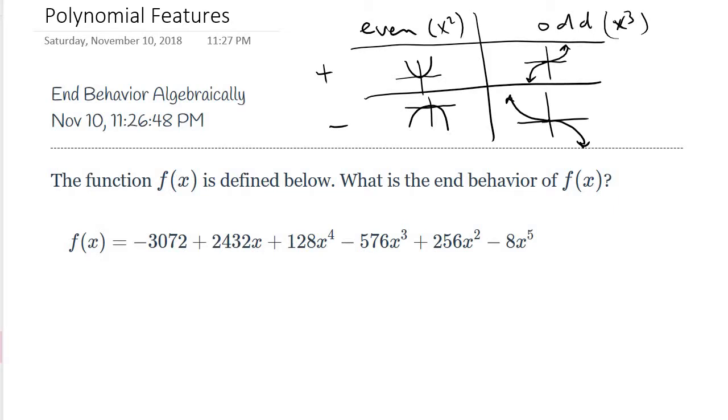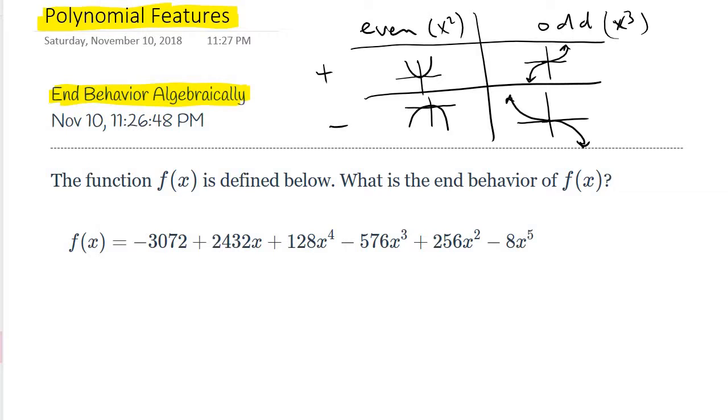So in this video, I'll be showing you how to analyze the end behavior of a function, or generally how to analyze the features of a polynomial. In the first part of this video, we're going to focus on end behavior algebraically, how to write it algebraically. Generally, if you are given any polynomial function, you can classify it into four possible shapes.